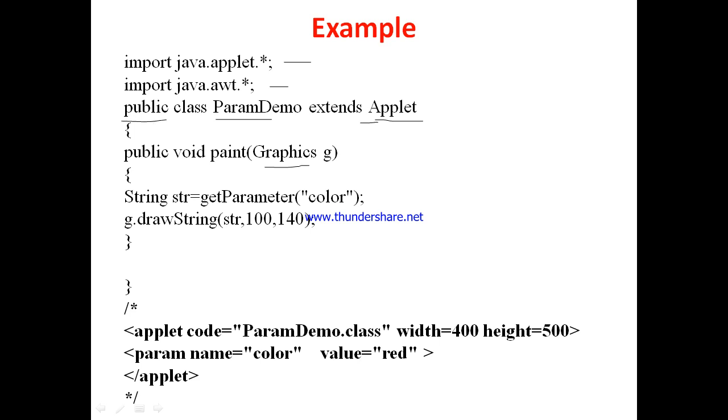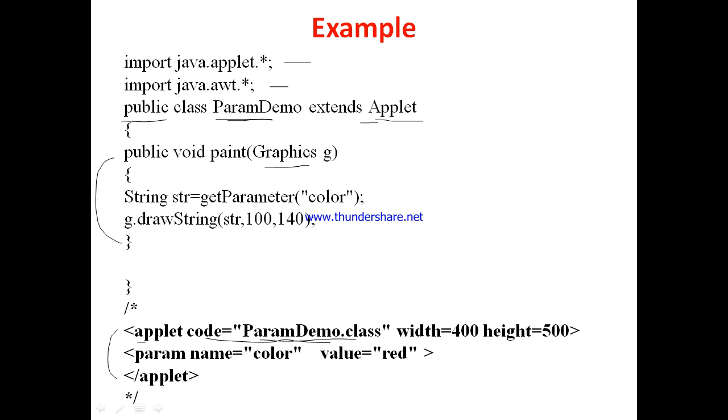Inside the applet class we have used the paint method. Inside the paint method we have to access the parameter. Now let us see what the parameter is. Here we have defined the applet tag inside a comment because this is a part of HTML. It is not part of Java, it is a part of HTML. So we have written it inside the comment, applet code ParamDemo.class. After compiling this file, we get the class file that we have specified here, ParamDemo.class.